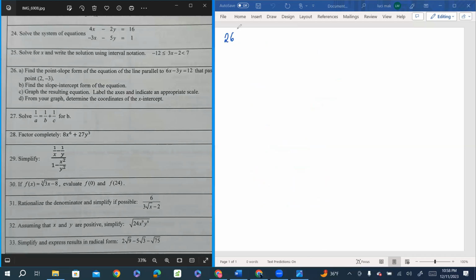Let's look at 26. All right, so 26, we have this equation, 6x minus 3y equals 12. We want to find a line that's parallel to this line and passes through this point. We want to find this in slope-intercept form. We want to graph this. We want to label the y-intercept, and we want to also find the x-intercept. All right, so let's write y equals mx plus b form first, so we can identify the slope of this one.